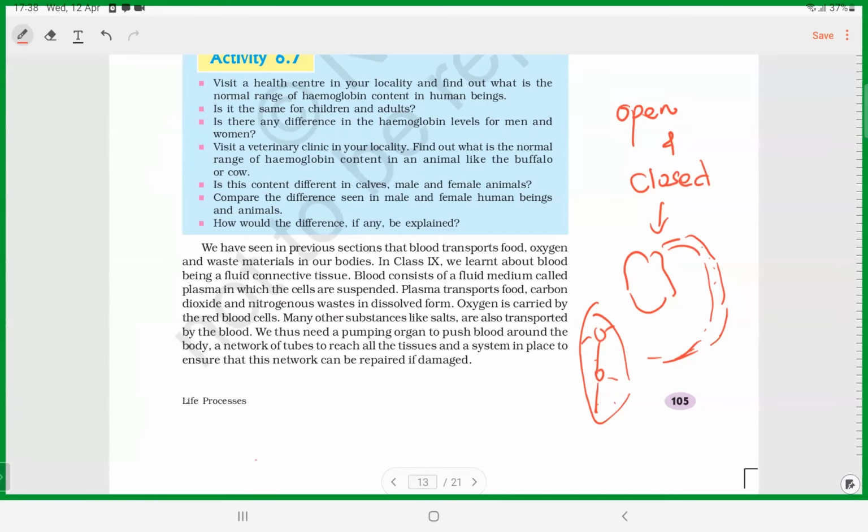Okay. All important components of a circulatory system, like a pumping organ, should be there, and a tubing system, we call it vessels, blood vessels. Like that, if the blood is transported, it is a closed circulatory system.